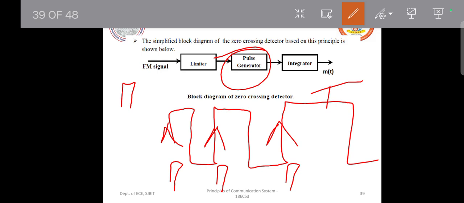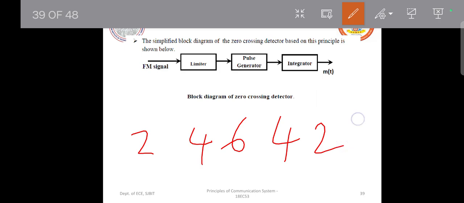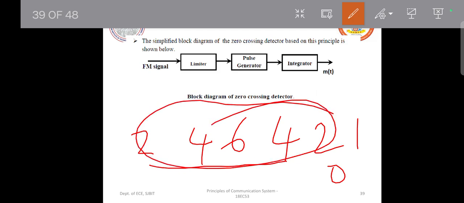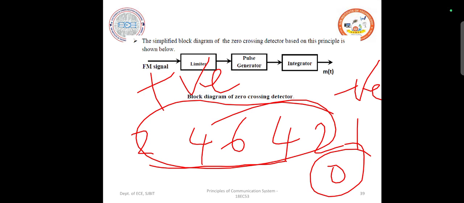Let us say at first instance, let me erase this all. At first instance, you will get some 2 pulses, then it goes up to 4, then up to 6, and then comes back to 4, then 2, then 1, then nothing. So what is happening here? The increase in the number of pulses means that there are many zero crossings happening. So this part indicates the positive part of the modulating signal. The other part indicates the negative part of the modulating signal. Based on the number of zero crossings, you can judge whether the amplitude of the modulating signal is increasing or decreasing. So this is what is going to happen in a zero crossing detector.